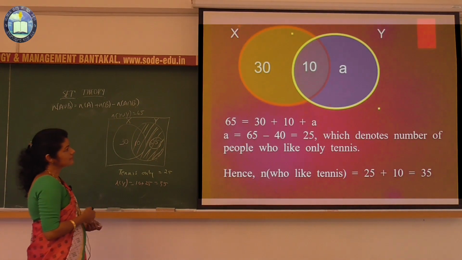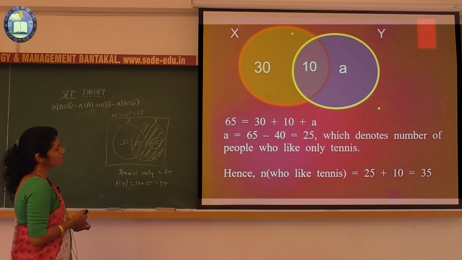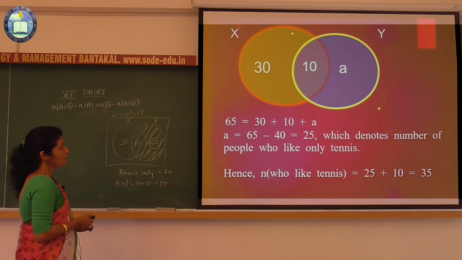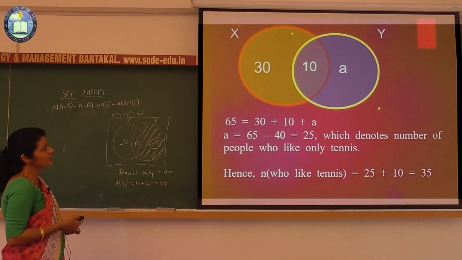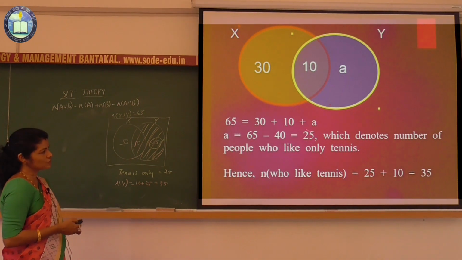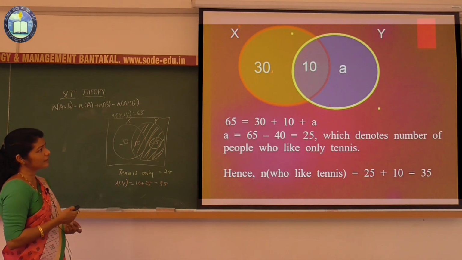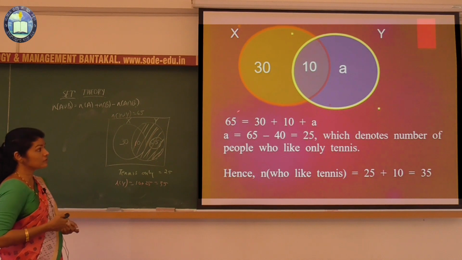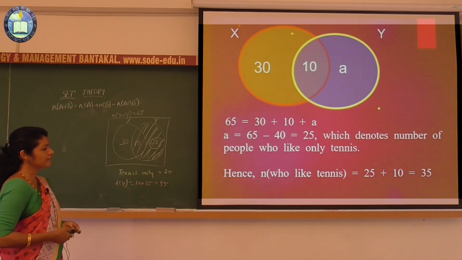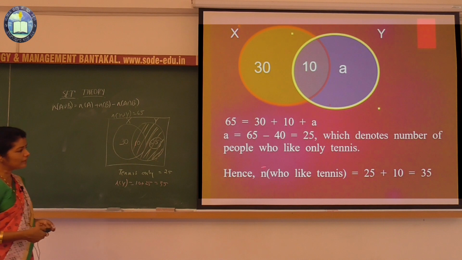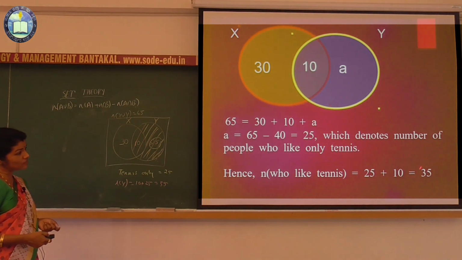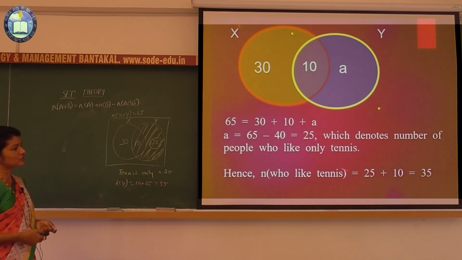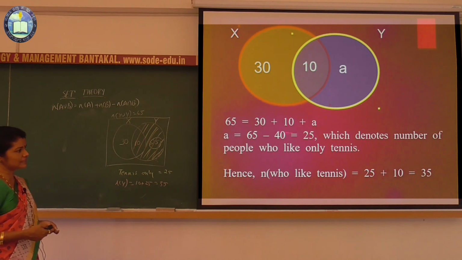See here, the same thing is represented using a diagram. Union is 65, n of x is given, that is 30, intersection is 10. This is to be calculated, say a. Together 30 plus 10 plus a gives you 65. Simplify, we'll get the number of people who like tennis, that is 35. Tennis only, that is the value a, that is 25 from this expression only.